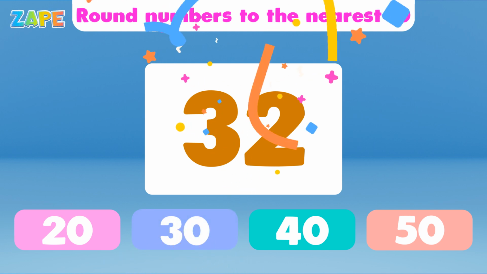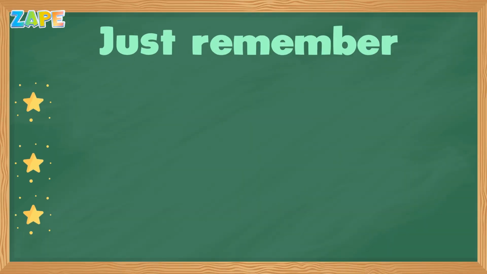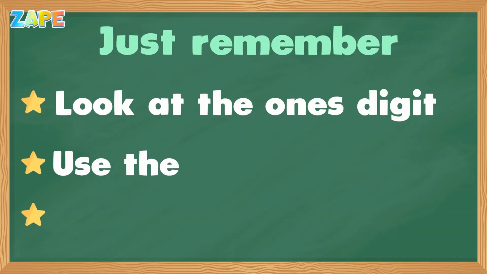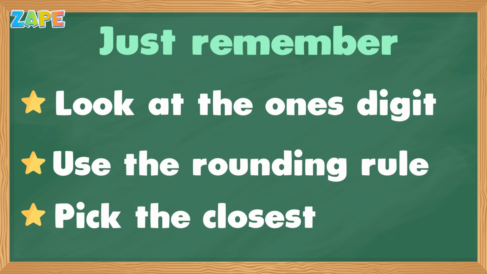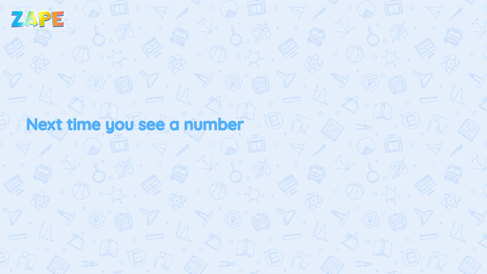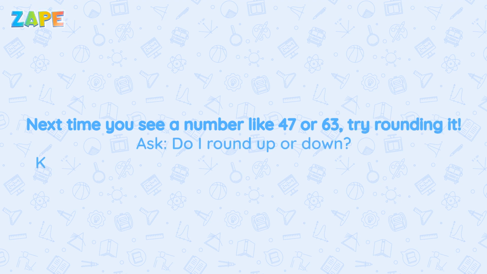Great job rounding, number detectives. Just remember, look at the ones digit. Use the rounding rule, pick the closest 10. Now you can round numbers like a pro. Next time you see a number like 47 or 63, try rounding it. Ask, do I round up or down?